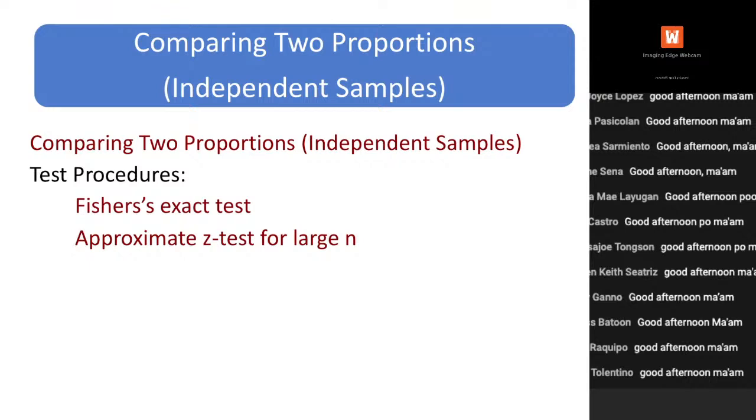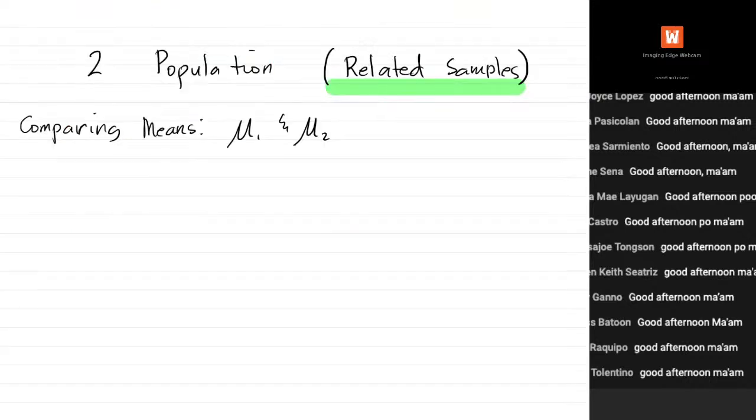So let's list down now. Comparing means in which the samples are related for parametric test.